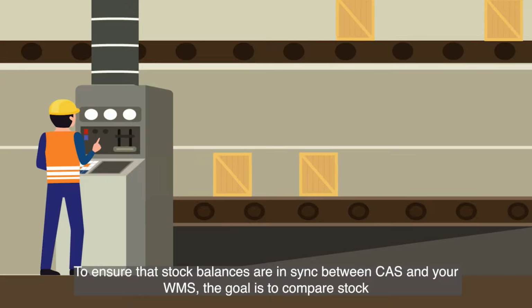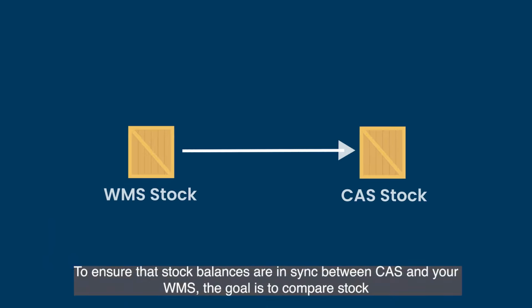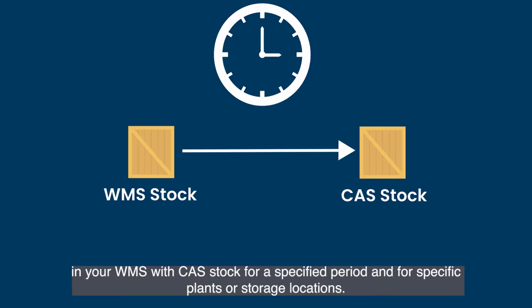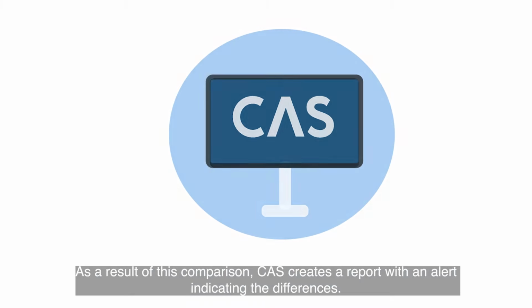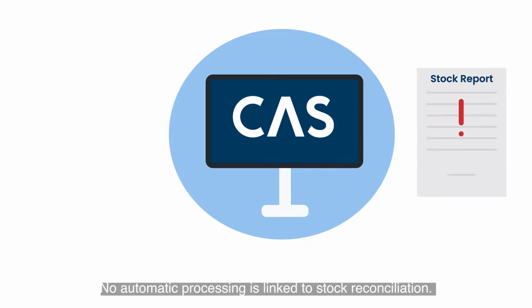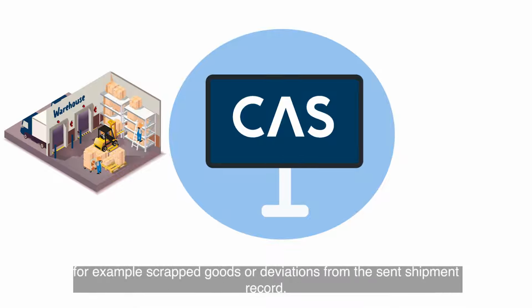To ensure that stock balances are in sync between CAS and your warehouse management system, the goal is to compare stock in your warehouse management system with CAS stock for a specified period and for specific plants or storage locations. As a result of this comparison, CAS creates a report with an alert indicating the differences. No automatic processing is linked to stock reconciliation. CAS also considers the stock movements to accurately represent goods present at the warehouse, for example, scrapped goods or deviations from the sent shipment record.